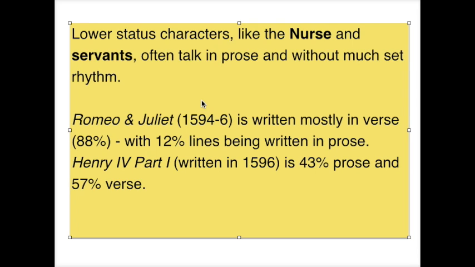And Romeo and Juliet, which was written round about 1594, is written mostly in verse at 88%, with 12% of the lines being written in prose, which is round about standard for a Shakespeare play. Henry IV, Part 1, as a more extreme example, is 43% prose and 57% verse. So that's nearly a 50-50 split with verse and prose.